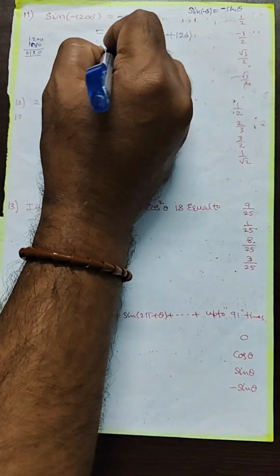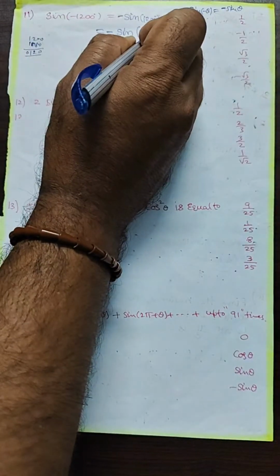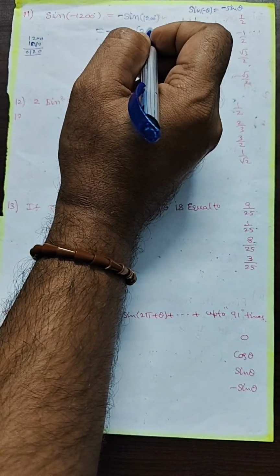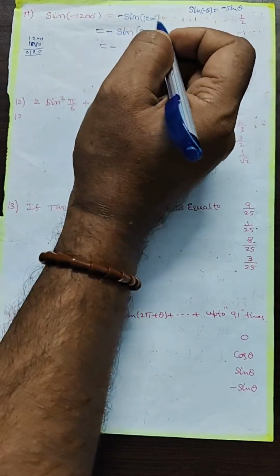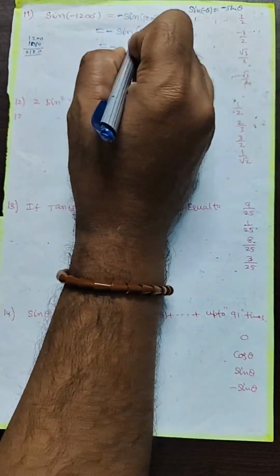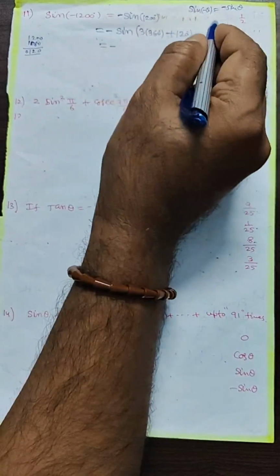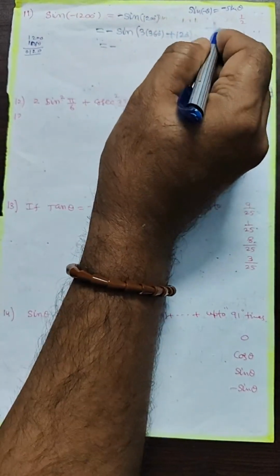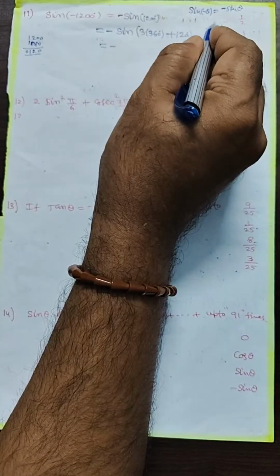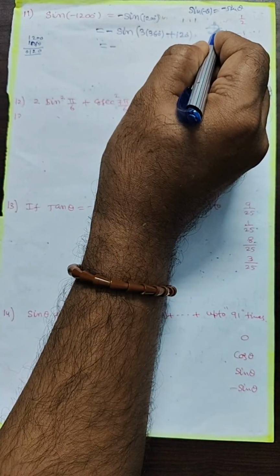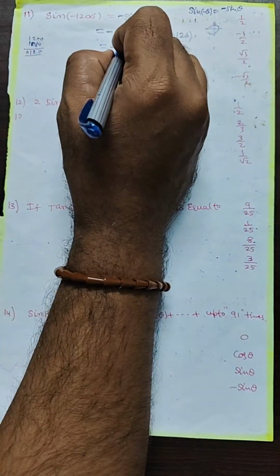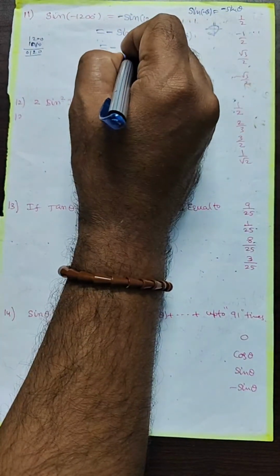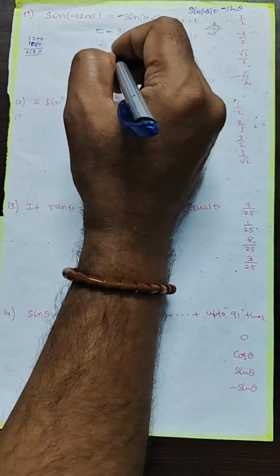So which is equal to minus sine of 3 times 360. See, 1, 2, 3. 3 plus 120 means it will be here, second coordinate. So sine 120 degrees. Sine 120 also we can calculate.